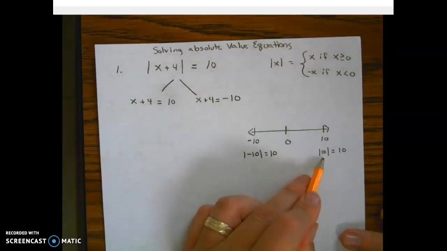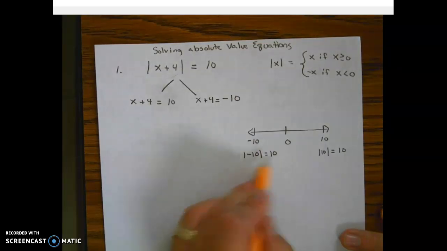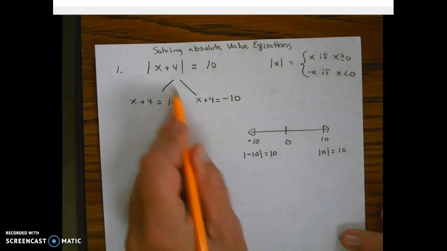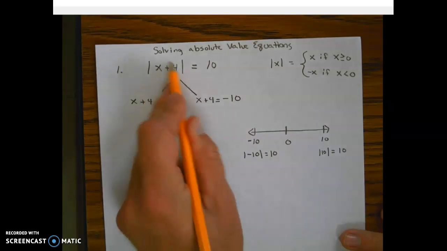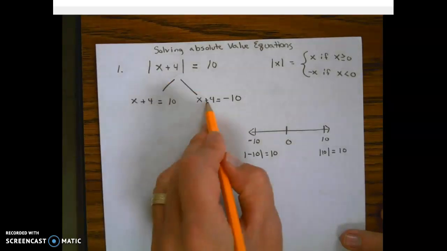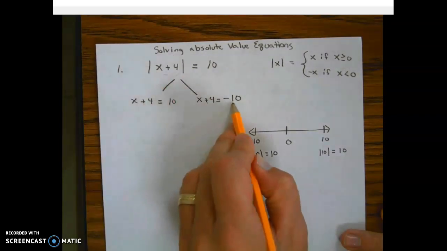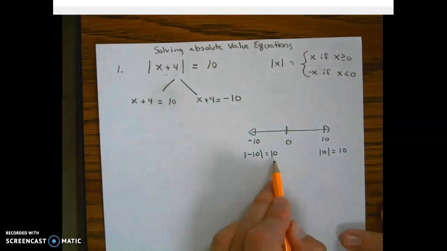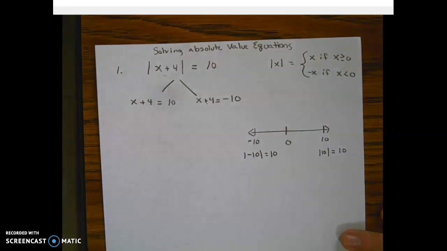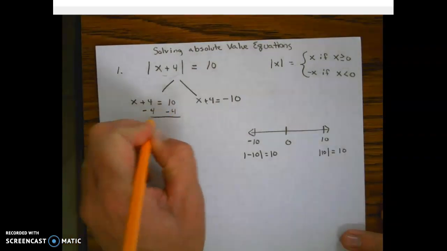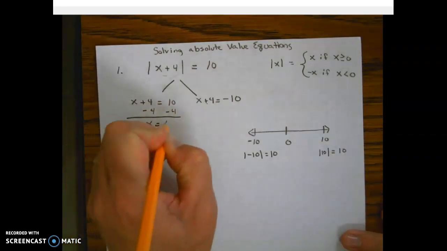So there's two equations we have to set up. We have to find those two possibilities. So it's the second one. This expression in here, remember we're talking about this, can also represent negative 10 because the absolute value of negative 10 is 10. So let's get to the work now, find out the answers. So solving this one, we get x equals 6.